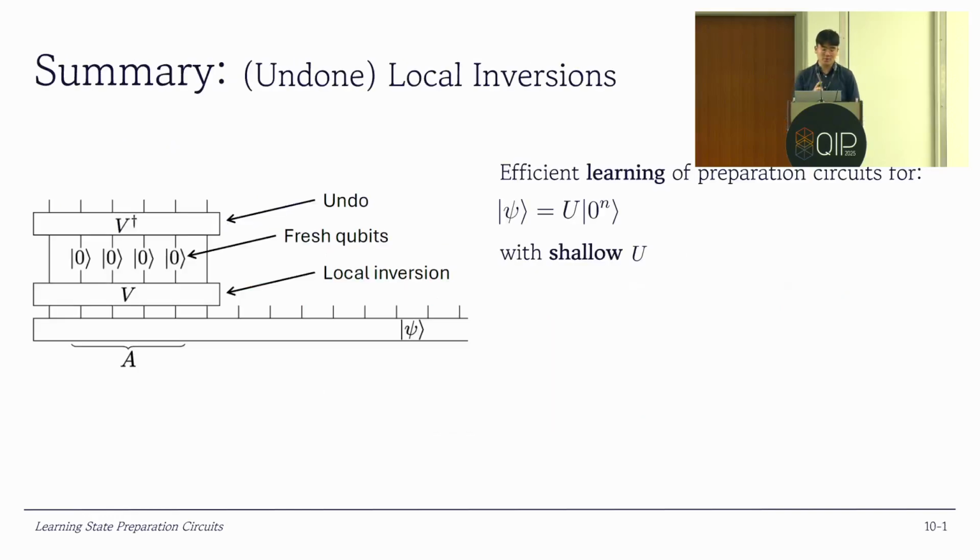So the first result, the first approach essentially, is an efficient method of learning preparation circuits for such desired states, with a shallow depth unitary that prepares them. That's the promise that we have. And it also tests whether that promise has been kept or not, essentially, such that psi either indeed has a shallow preparation circuit or it does not.